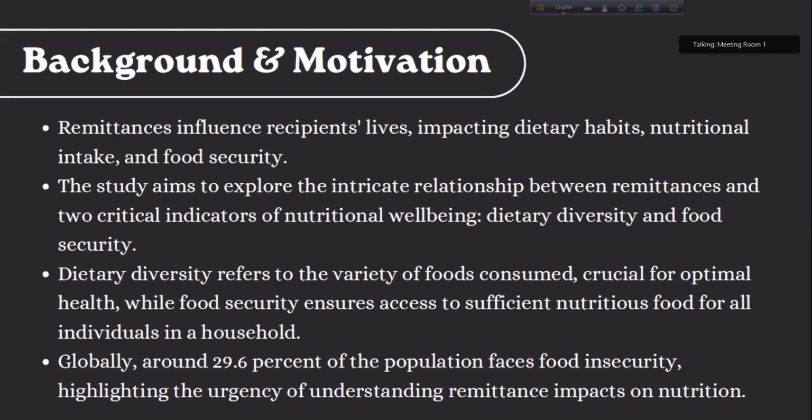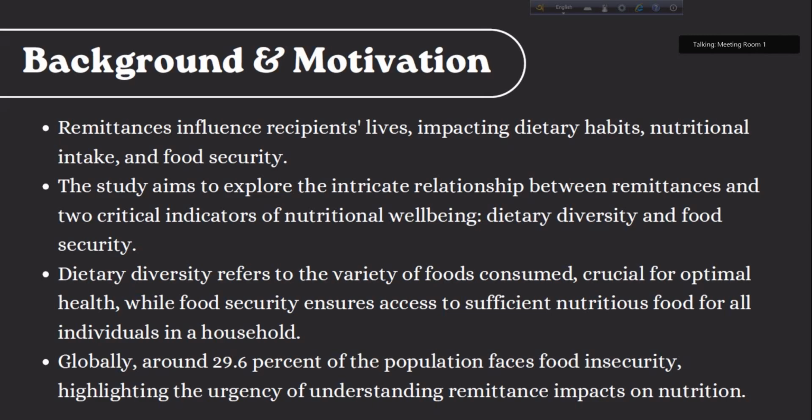The background and motivation for this paper is mainly the fact that remittance has impact on almost all the aspects of a recipient household. So we are aiming to explore what relationship it has with two very critical indicators of nutritional well-being, that is dietary diversity and food security. By dietary diversity, we refer to the variety of food consumed in a household's diet. Another aspect is food security, which ensures that sufficient nutritious food is available in the diet of a household.